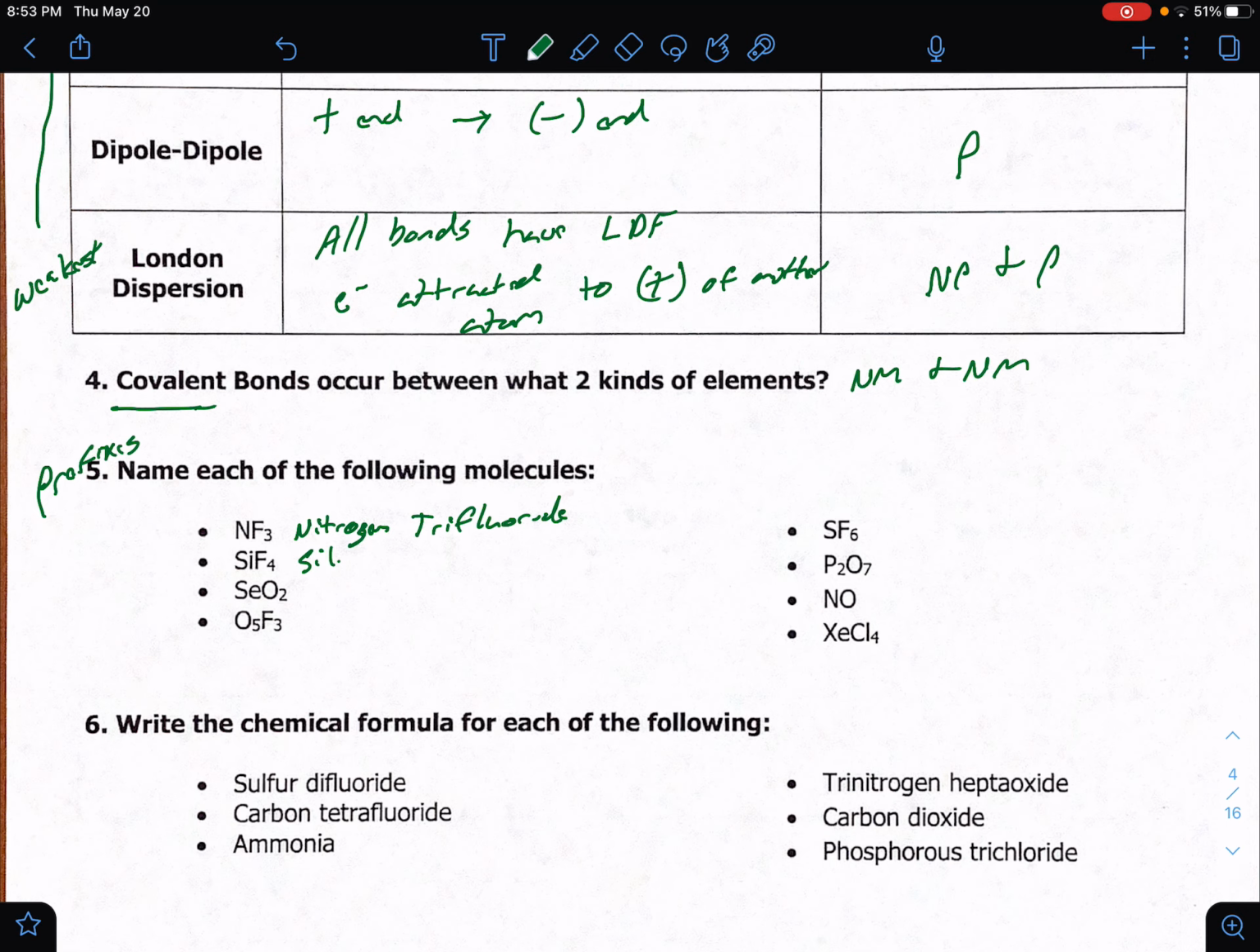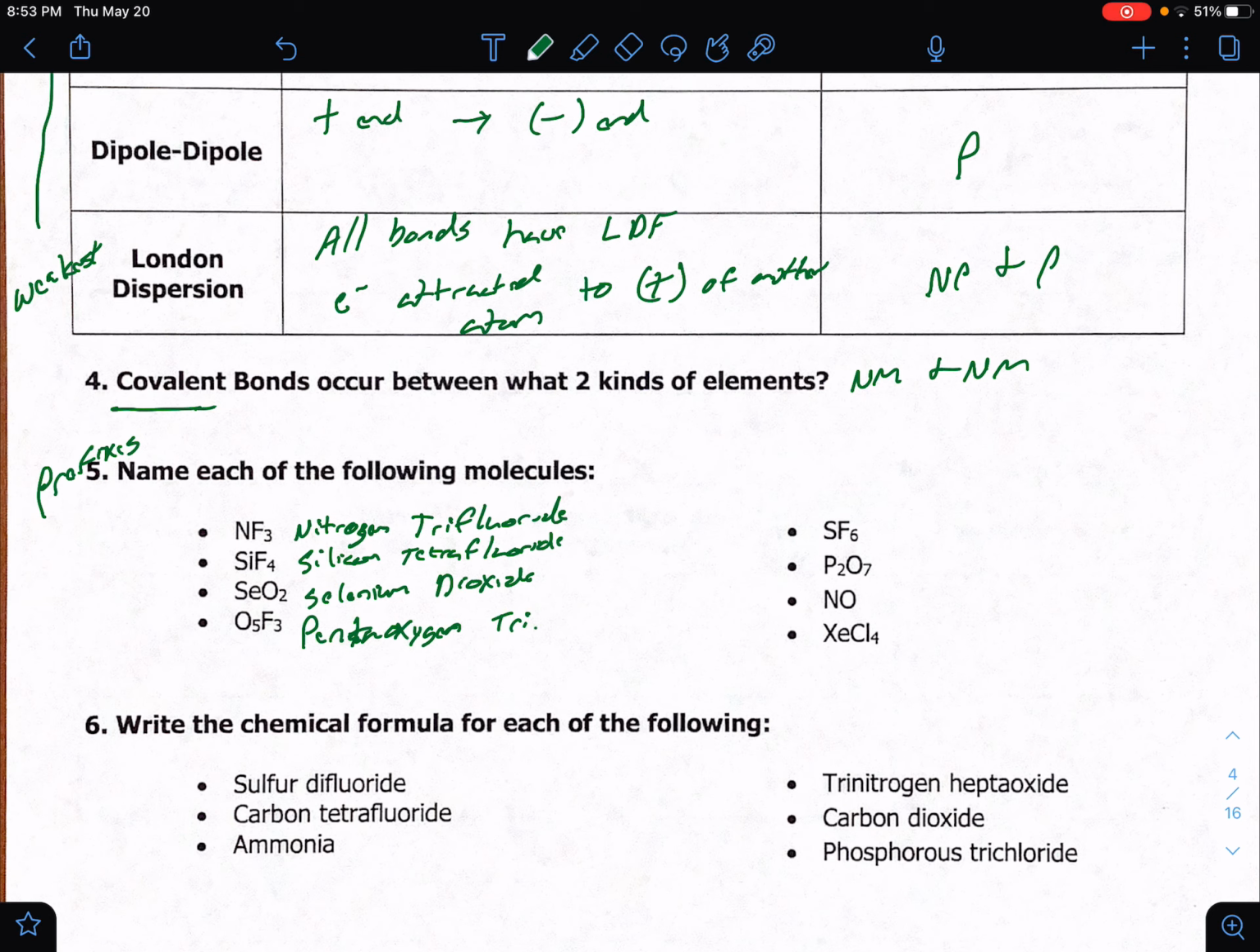Next one would be silicon tetrafluoride. Next one would be selenium dioxide. Now we're actually getting into some numbers for the first one, so this would be pentaoxygen. We do not change that first name, we just add penta. And then trifluoride. The next one would be sulfur hexafluoride.